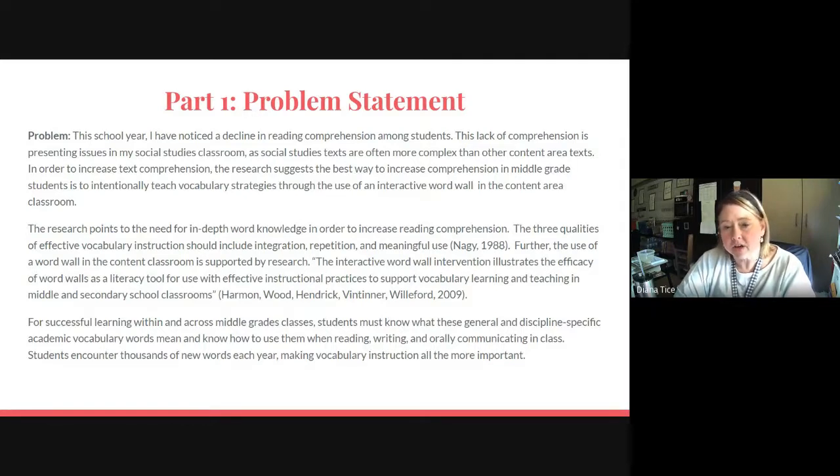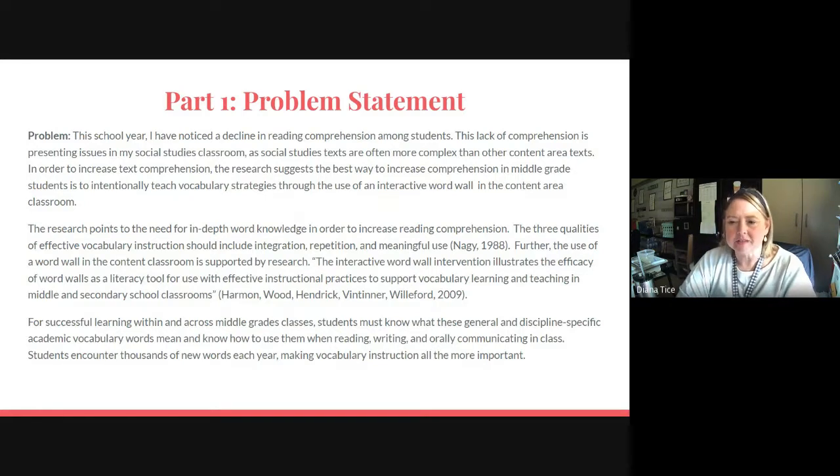And in order to increase text comprehension, the research suggests the best way to increase comprehension in middle grade students is to intentionally teach vocabulary strategies through the use of an interactive word wall in the content area classroom. I spent the majority of my summer, as I said before, researching this idea because one day the light bulb came on and I realized that what I was hearing made perfect sense.